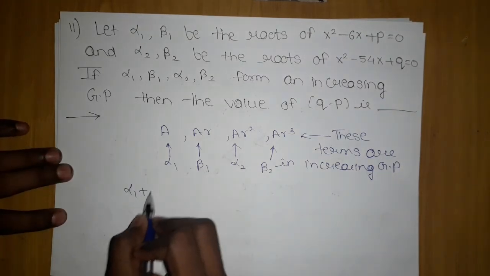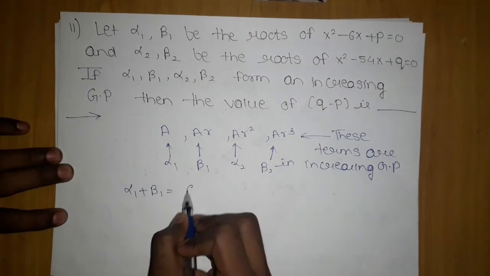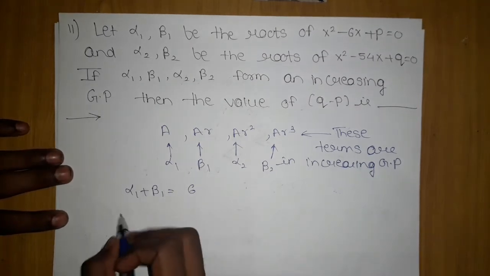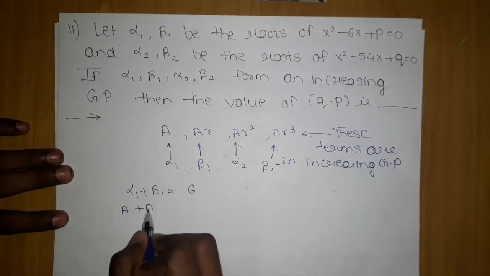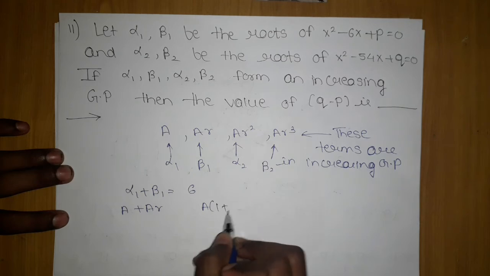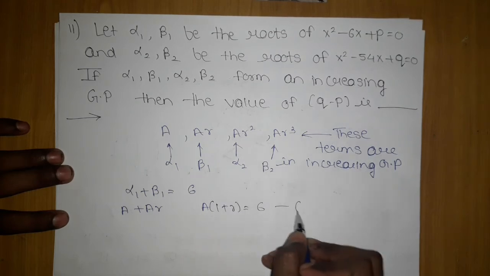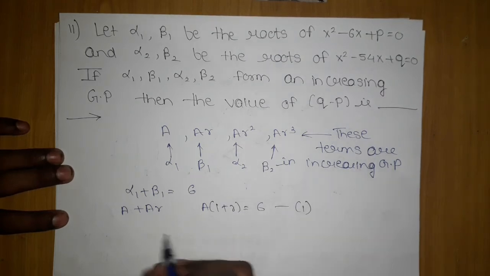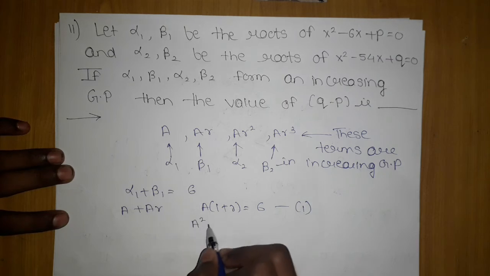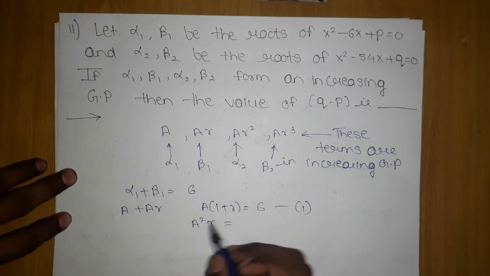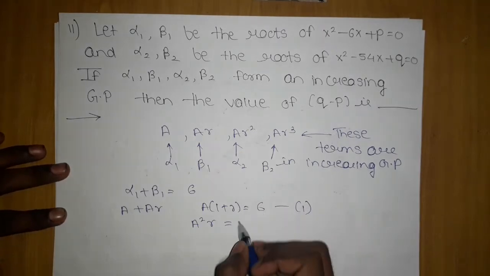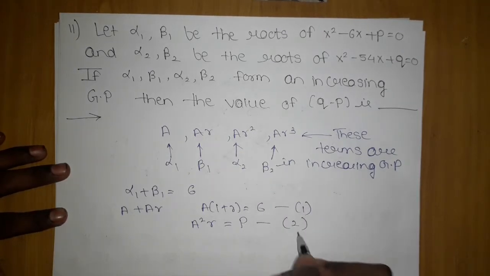So the sum of the roots alpha 1, beta 1 is what? It is 6. Let's substitute it: a plus ar, a into 1 plus r is 6. Let me call it 1. Further, the product a square into r should be what? a into ar, a square into r will be p. Let me call it 2.